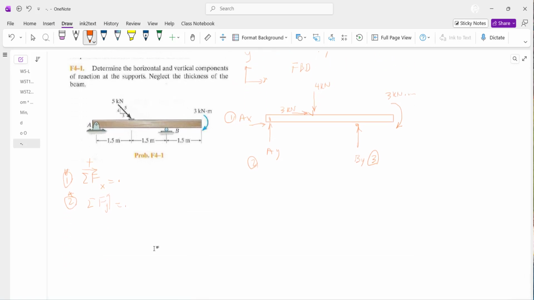And the third condition is net rotation about any point. When a system is at equilibrium, it doesn't matter which point of rotation you are calculating the rotations. So either through A or B, or actually any point belonging to this two-dimensional space, it should provide a 0 net rotation.